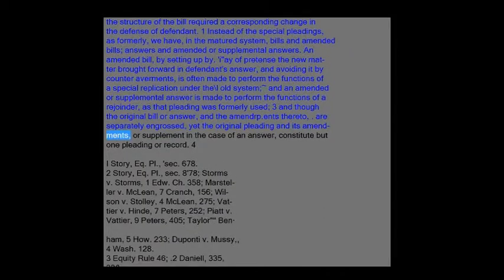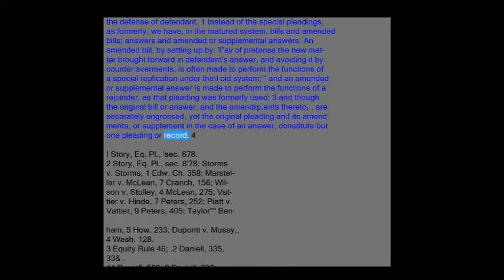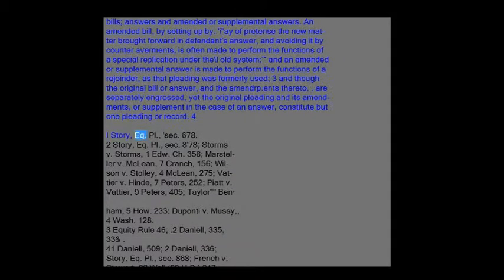3. And though the original bill or answer, and the amendments thereto, are separately engrossed, yet the original pleading, and its amendments, or supplement in the case of an answer, constitute but one pleading or record.